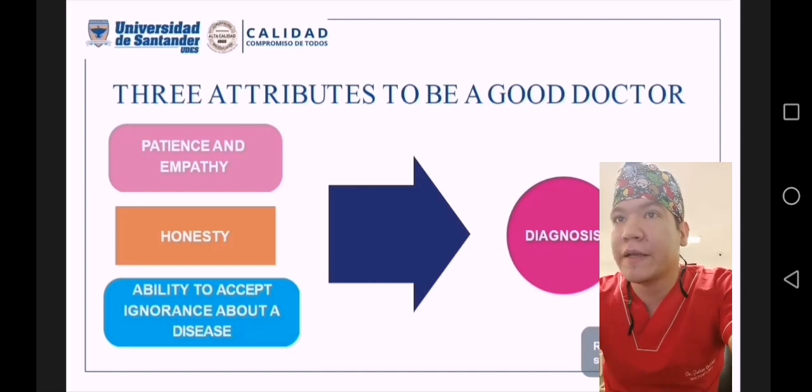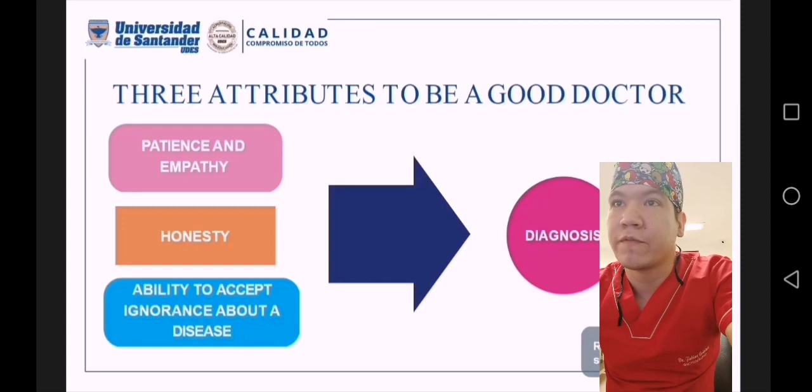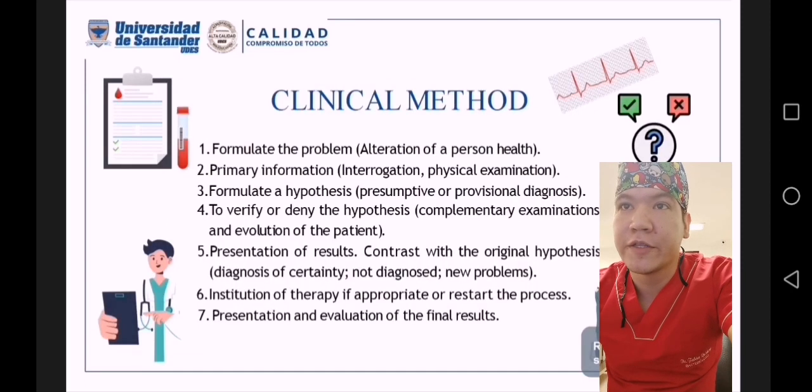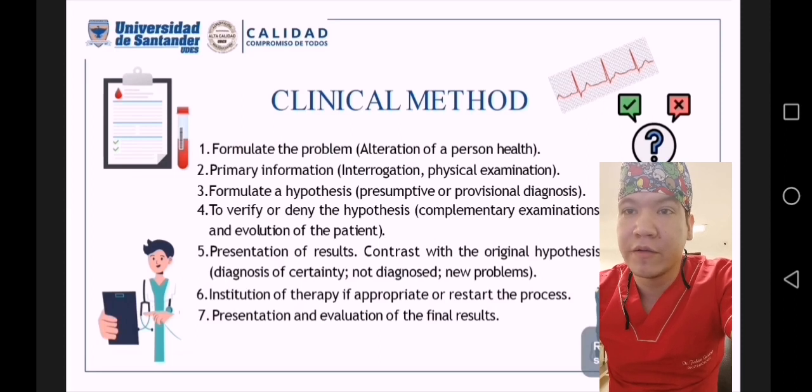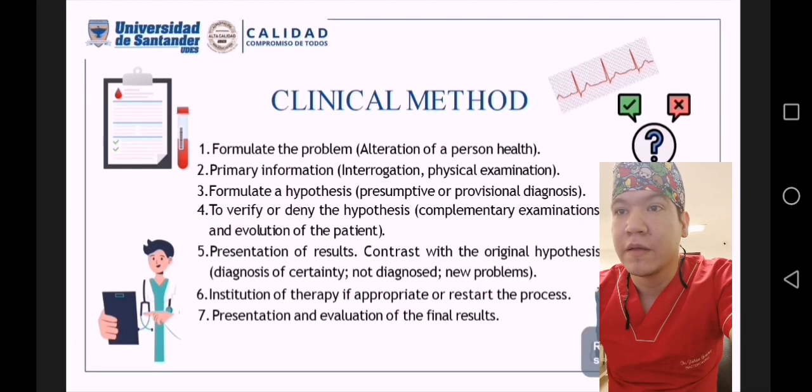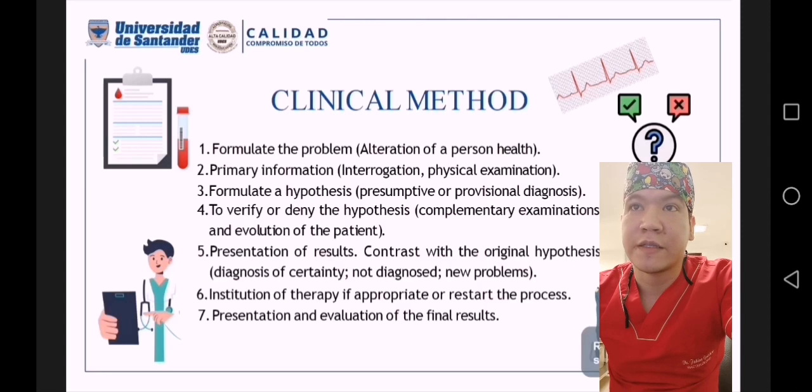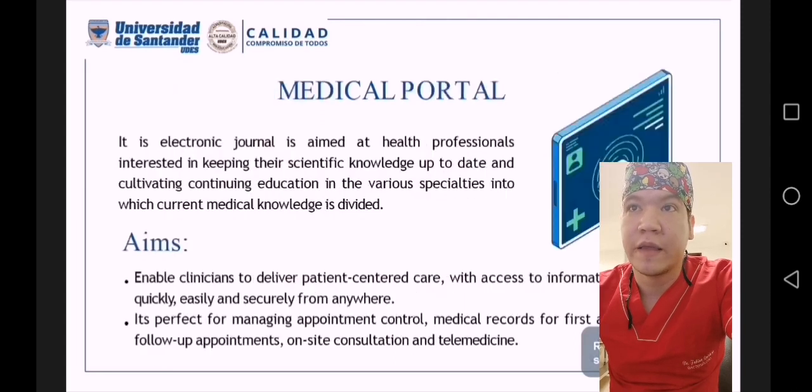And the clinical method: formulate the problem, primary information, formulate hypothesis, presentation of results, institution of therapy and treatment of the patient, basically, and the presentation and evaluation of the final results. And we have the medical portal, it's an electronic journal, and we have scientific knowledge and education in the various specialties.